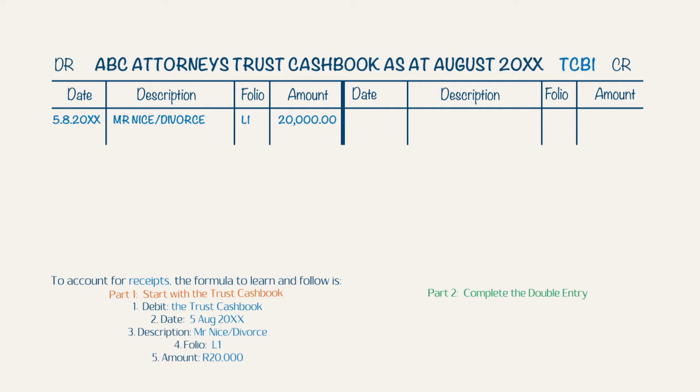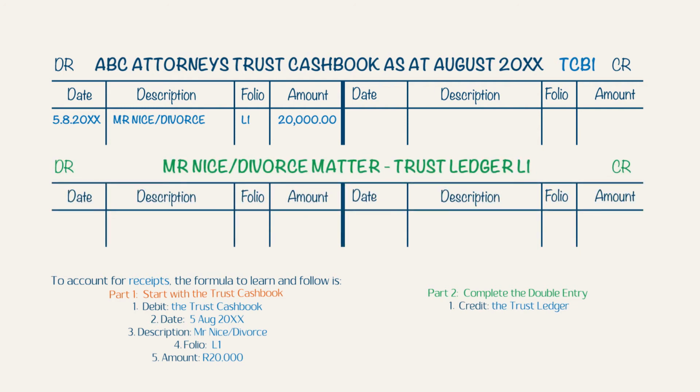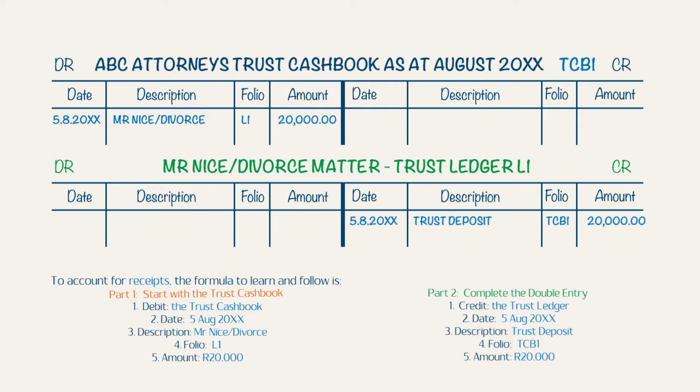Part 2. Complete the double entry. 1. Credit, the Trust Ledger. 2. Date, 5 August 20XX. 3. Description, Trust Deposit. 4. Folio, TCB1, which stands for Trust Cashbook 1. 5. Amount, 20,000 Rand.